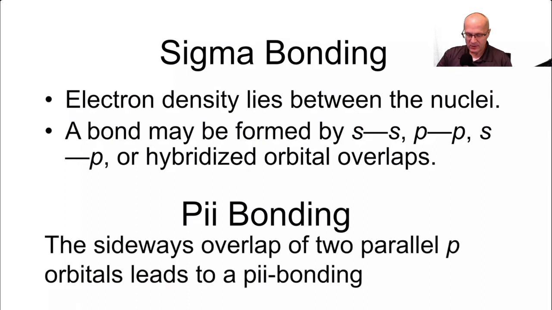Pi bonding, on the other hand, is the sideways overlap of 2 parallel p orbitals leading to a pi bonding situation. Imagine sigma bonding is when orbitals overlap head-to-head. Pi bonding is when they overlap side by side. So the orbitals here and the orbital here are kind of blending slightly together on the top lobe and the bottom lobe of a p orbital. And that's called pi bonding. We're going to get into that a little bit more. I'm going to show you a lot more about pi bonding and sigma bonding as time goes on.